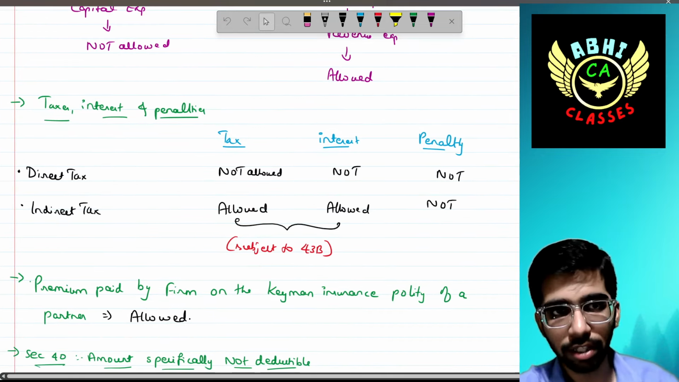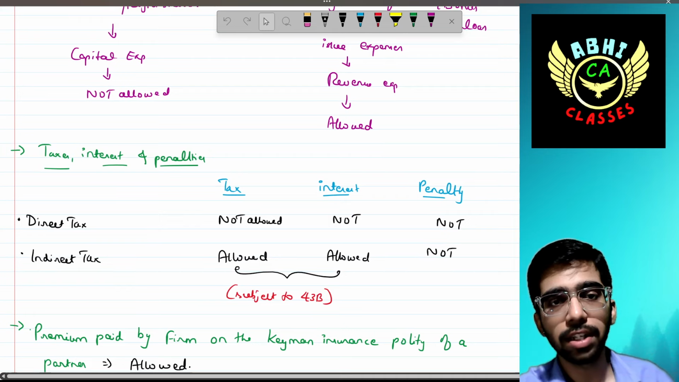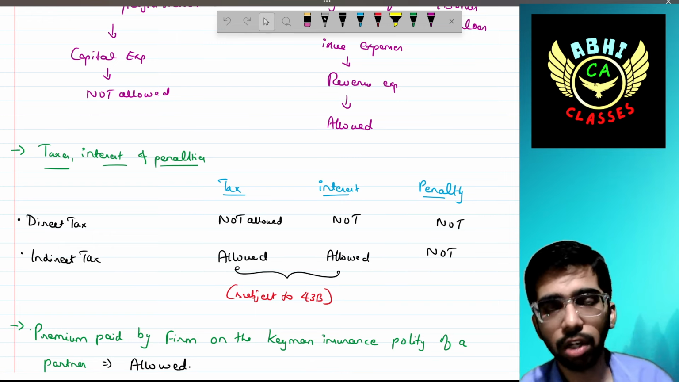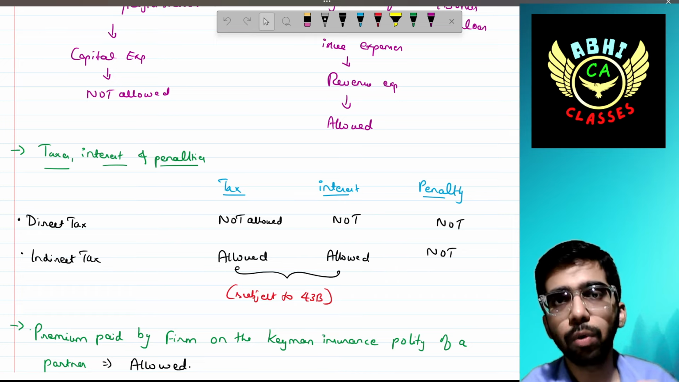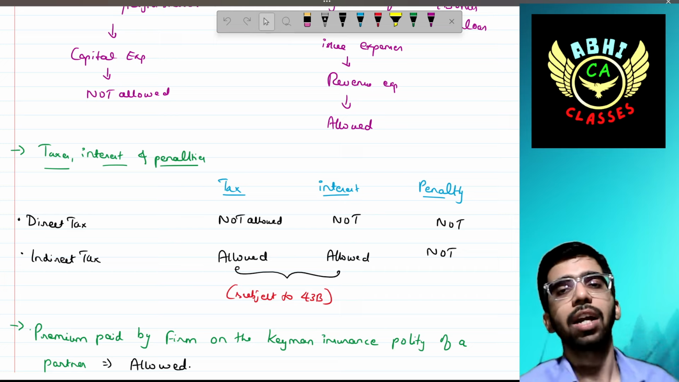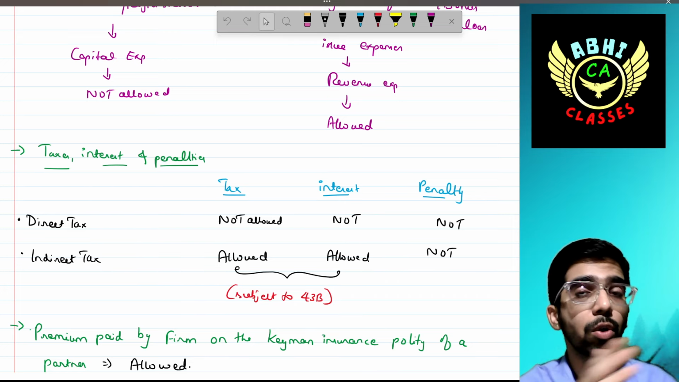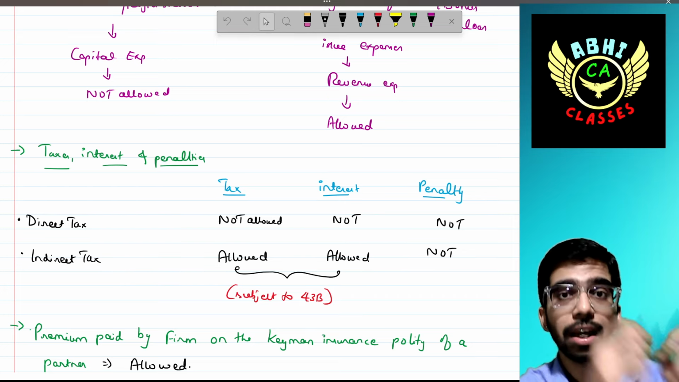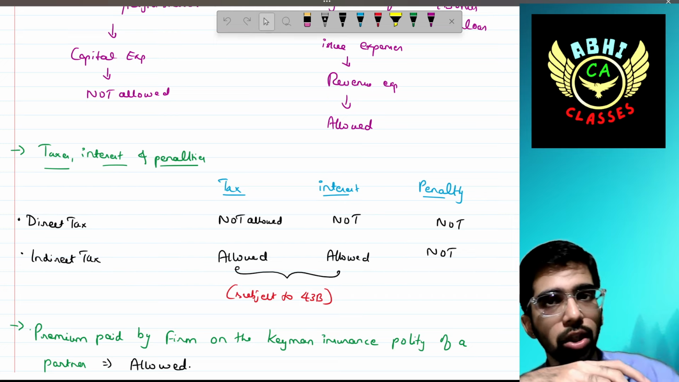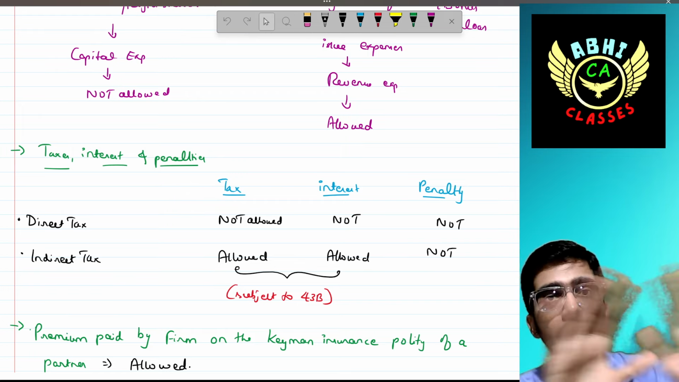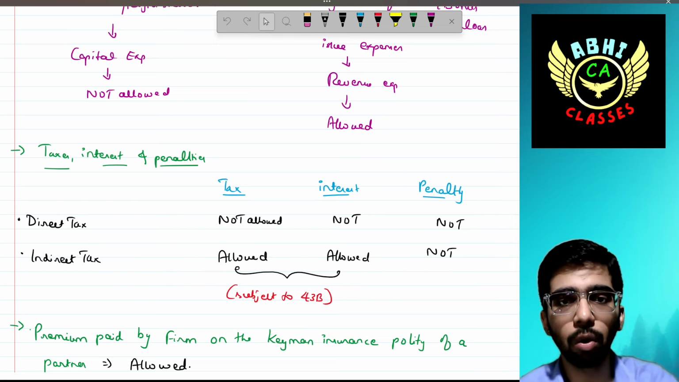taxes, interest, penalties. If you are paying taxes, interest or penalties related to direct tax, for example, you have paid the income tax amount for 22-23 in the previous year 23-24, obviously because the due date for 22-23 would fall in the previous year 23-24, and hence you are paying the income tax amount related to 22-23 in the previous year 23-24. If you are debiting the same amount in your profit and loss account, then that is fully disallowed. It is not allowed. That is why I am saying not allowed.